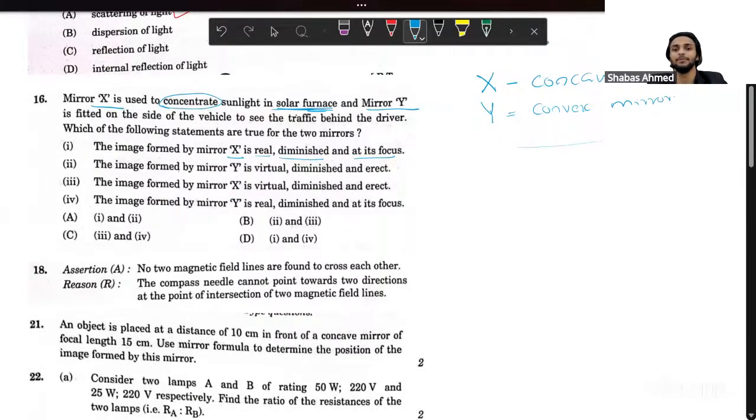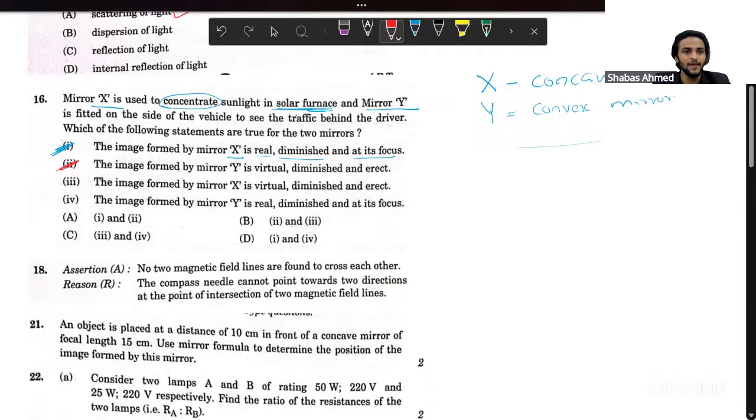In the solar cookers, the sunlight is coming from infinity and hitting the concave mirror. So the image will be formed exactly on the focus. So the first one is correct. Look at the next one. The image formed by Y is virtual, diminished, and erect. Yeah, that's a property of convex mirrors, right? So that's also correct.